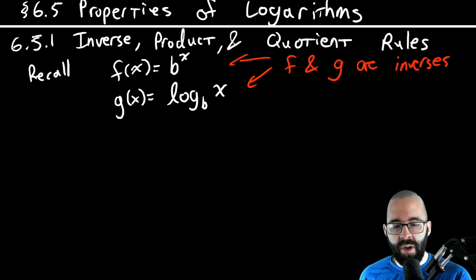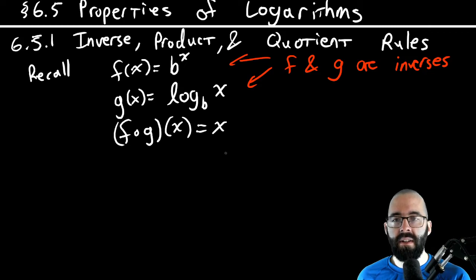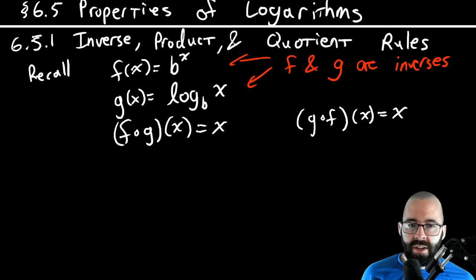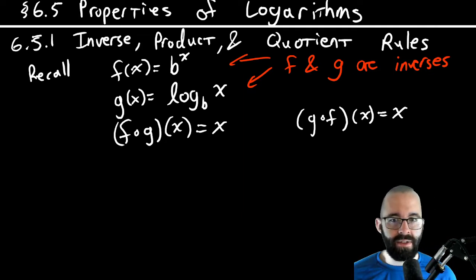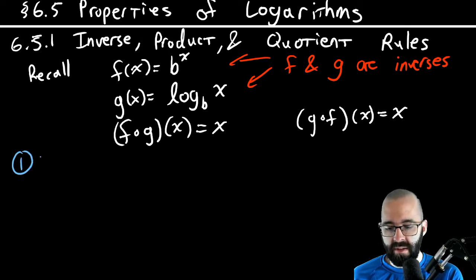And we had a lot of cool properties about inverses, right? Specifically, function composition. If I have the function composition and their inverses, then it just equals x. And it doesn't matter which order you do the function composition, as long as f and g are inverses, and in this case they are, the exponential and the logarithm cancel each other out. And that's one of our first properties.